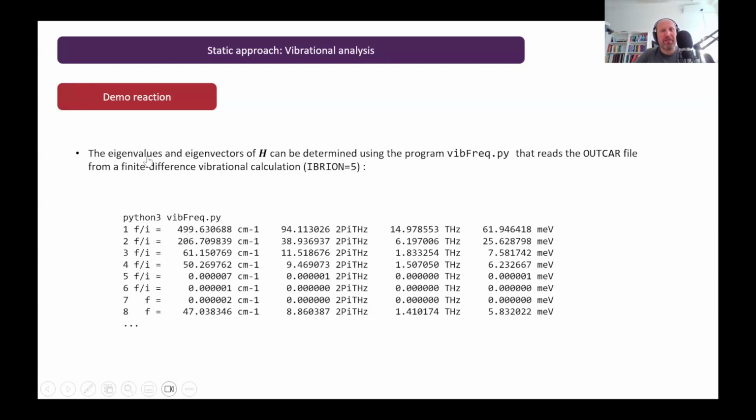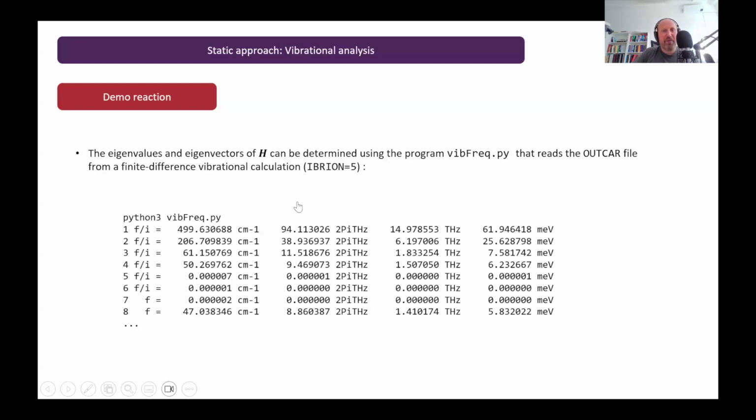Now, the eigenvalues and eigenvectors of the Hesse matrix are normally not written in the output files generated by VASP when you perform vibrational analysis. Nevertheless, the OUTCAR file has all the information that we need to reconstruct the Hesse matrix. This is the purpose of the program VIPFREG. It just reads OUTCAR and reconstructs the Hesse matrix. On the way, it also computes vibrational frequencies.